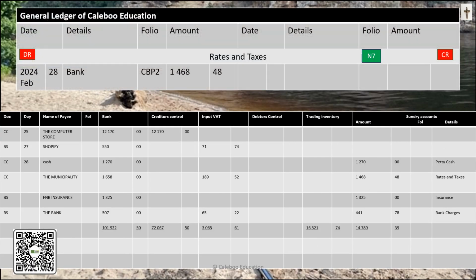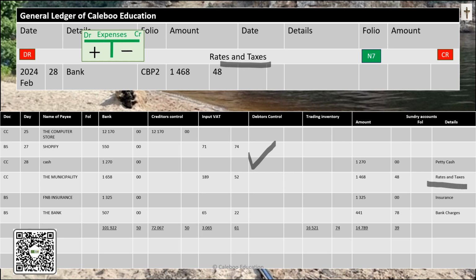And I'm starting to pick up a bit of speed here because you are getting the hang of this. You're getting the idea. We're taking the information from the journal to the ledger account. We're posting the information from the journal to the ledger account.